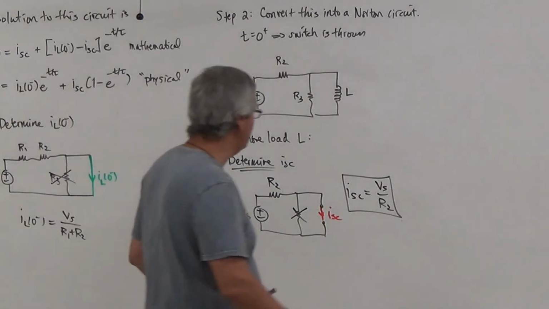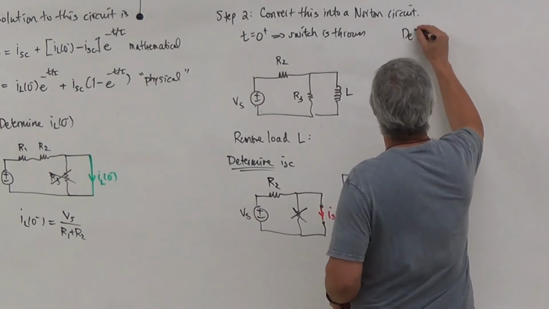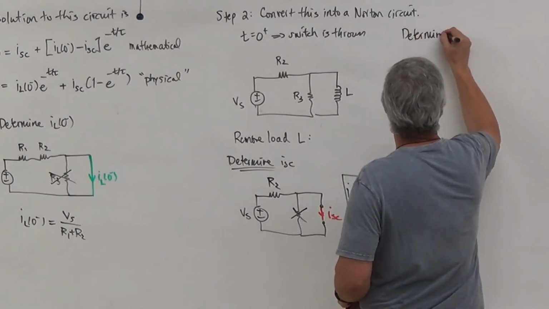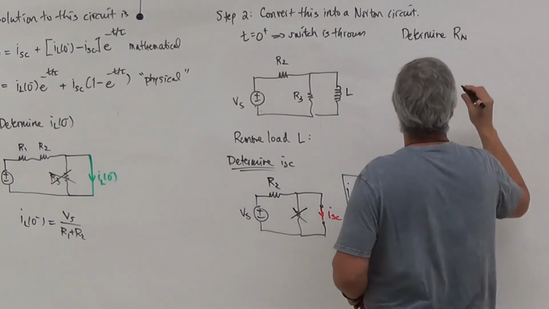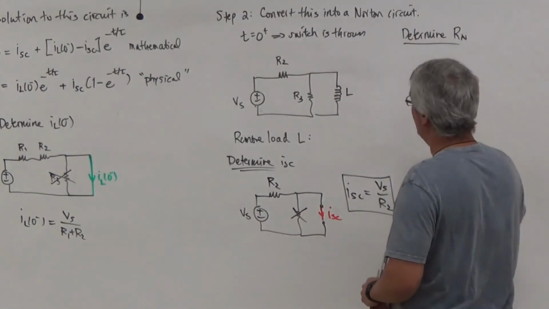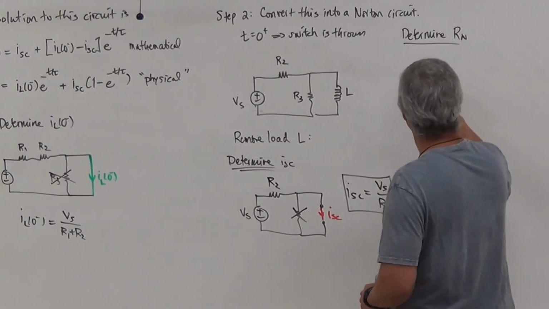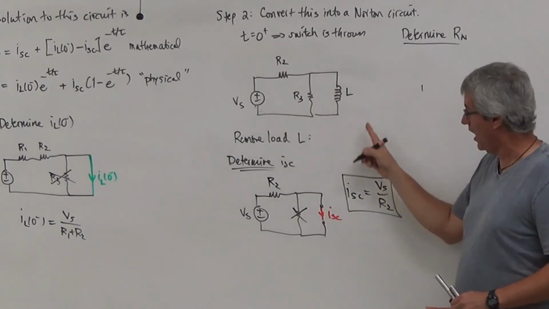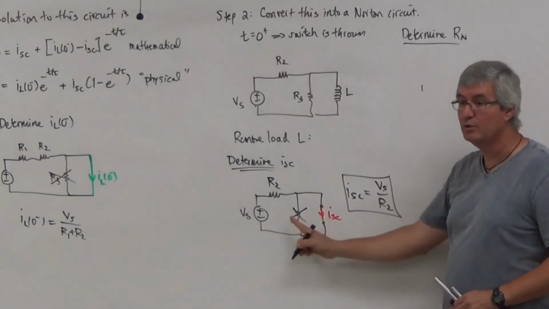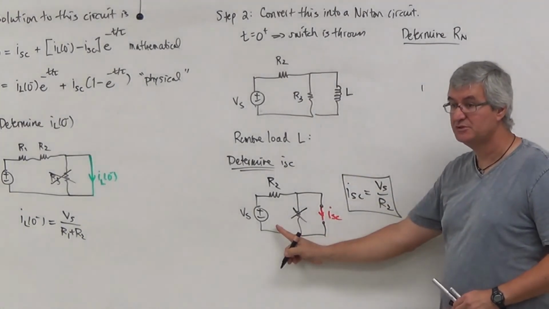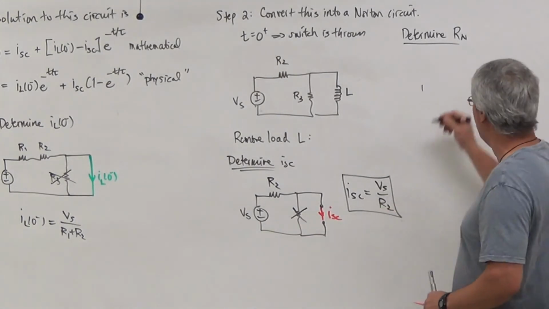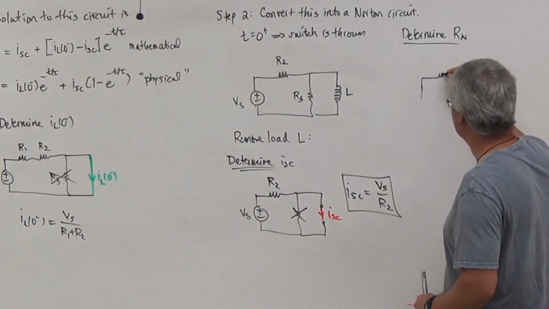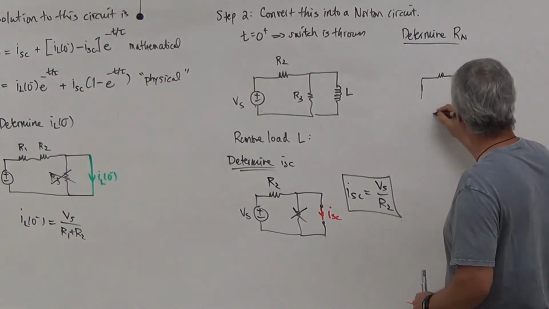So I got I short circuit. And in a very analogous way, I can determine R Norton here. If I calculate R Norton here, I'm going to take my circuit and remove the load and the source. And so what I have here is a current that looks like a resistance that's going to look like this.